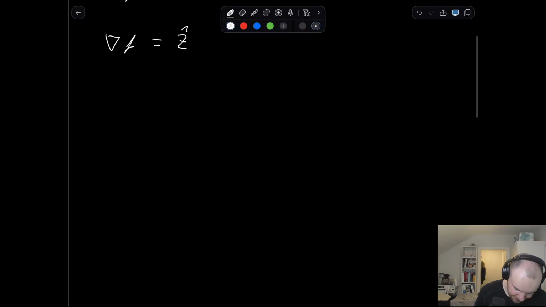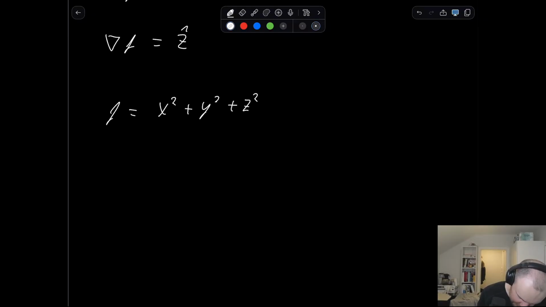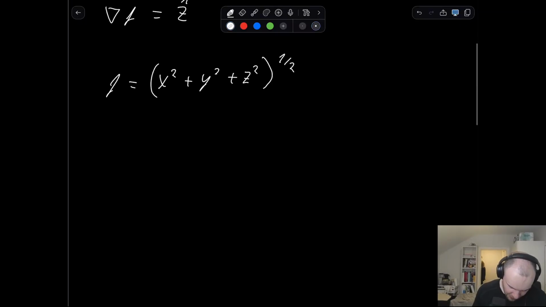Okay, what about the radial direction? Let's now say that f was equal to x squared plus y squared plus z squared. And that is, of course, the distance to the origin squared. Now, if the function is the distance to the origin, what is the steepest path then?